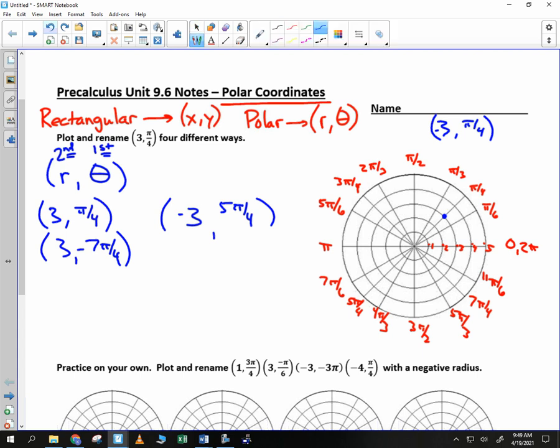We're going to, again, use a negative radius. So I want to end up in this location right here. But I'm not going to use 5 pi over 4. Can somebody think of another angle that brings me to this spot that is not 5 pi over 4? Negative 135, which is negative 3 pi over 4.